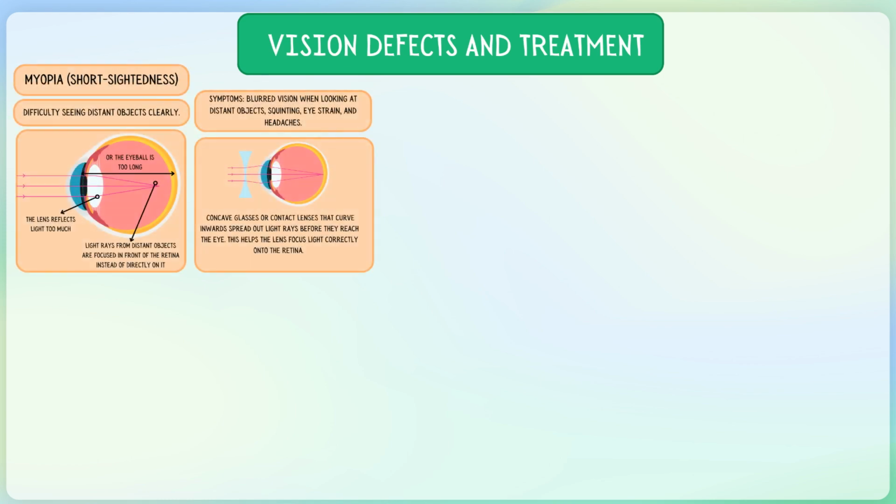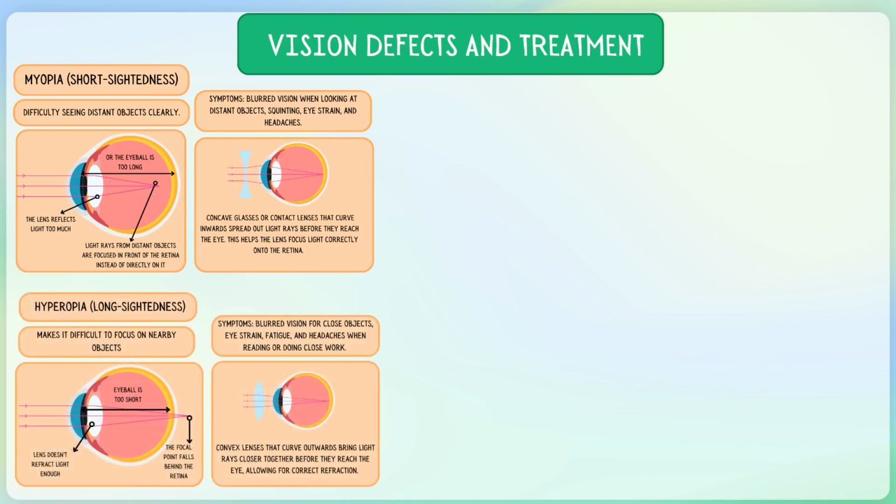In today's lesson, we covered 4 common eye defects: myopia, hyperopia, cataracts, and color blindness. Myopia, or short-sightedness, occurs when light focuses in front of the retina, making distant objects blurry, and is corrected with concave lenses or surgery. Hyperopia, or long-sightedness, happens when light focuses behind the retina, blurring nearby objects, and is treated with convex lenses or laser surgery.